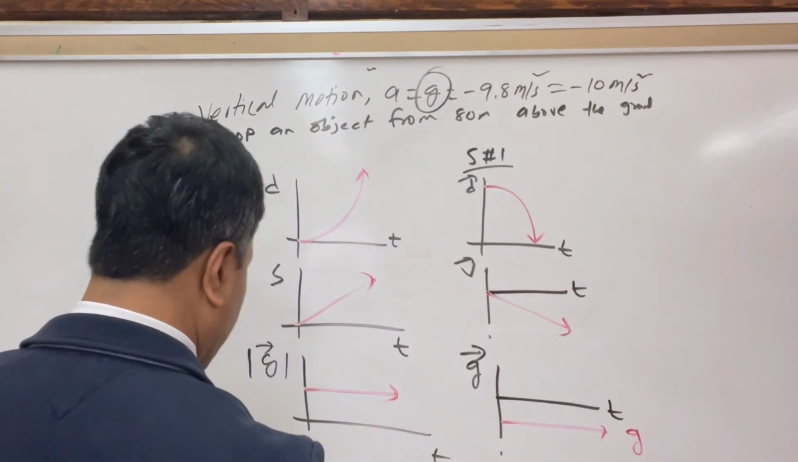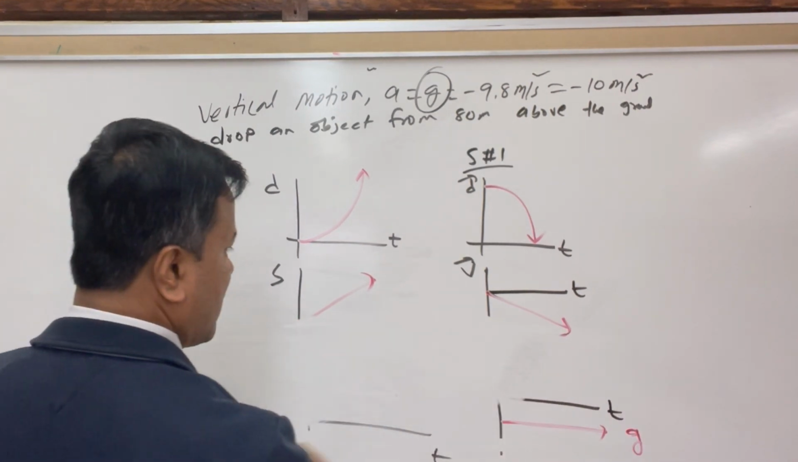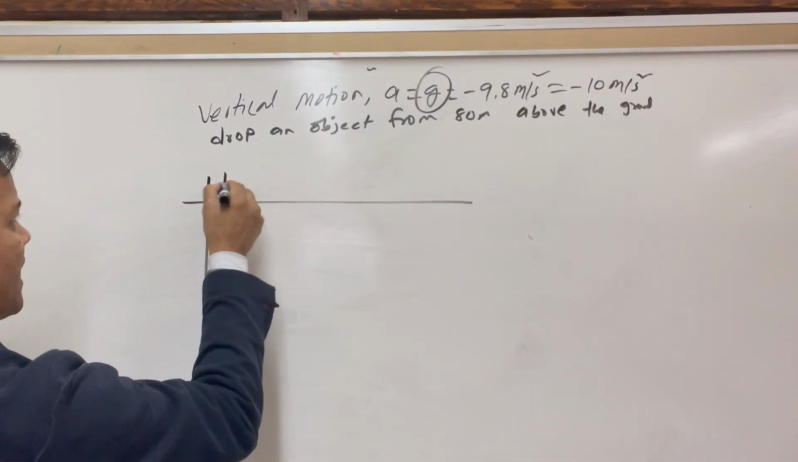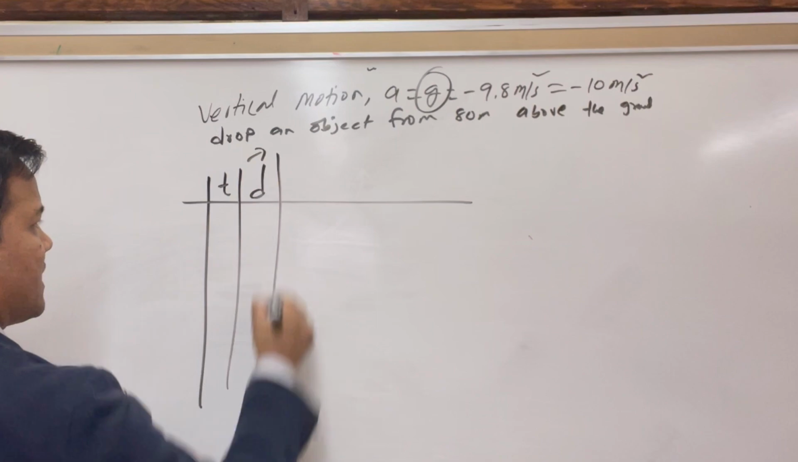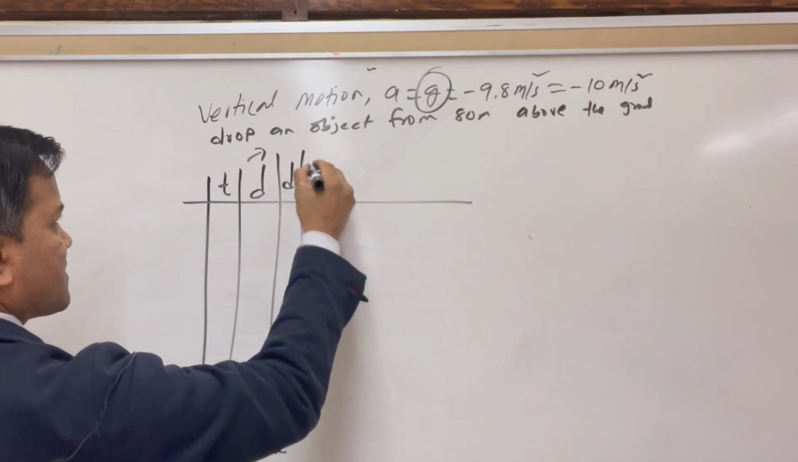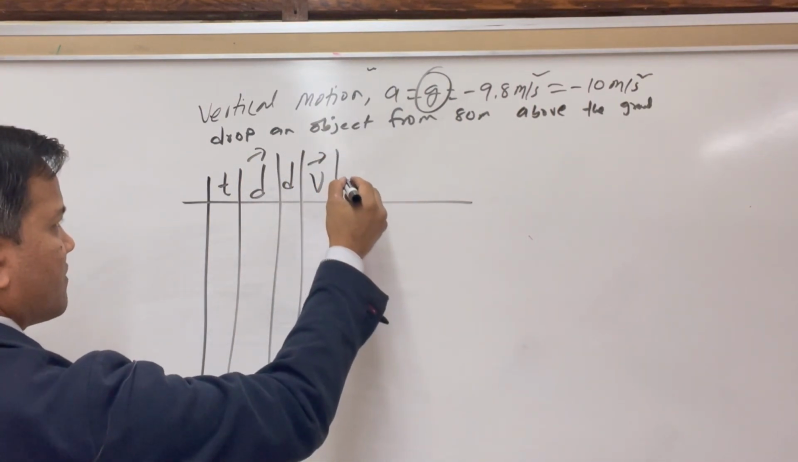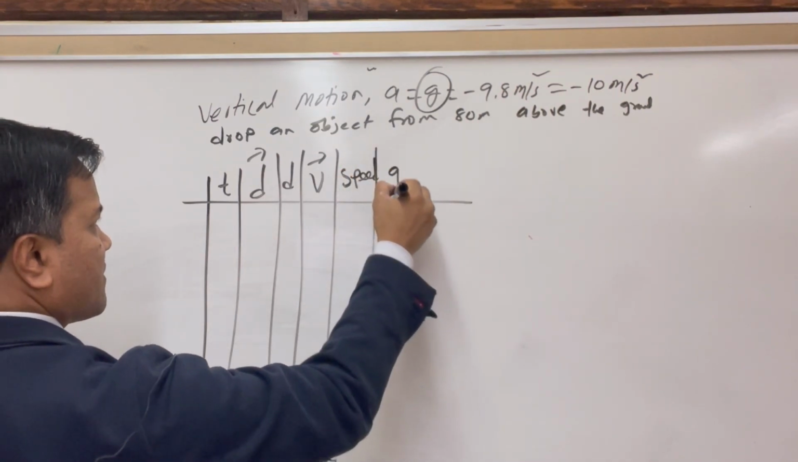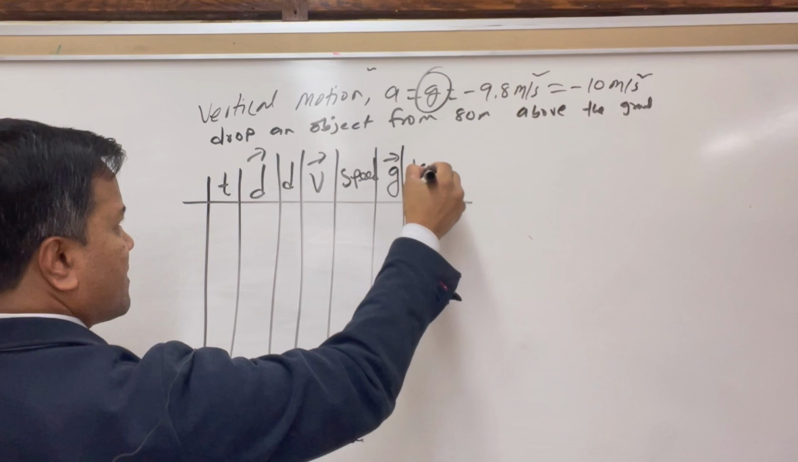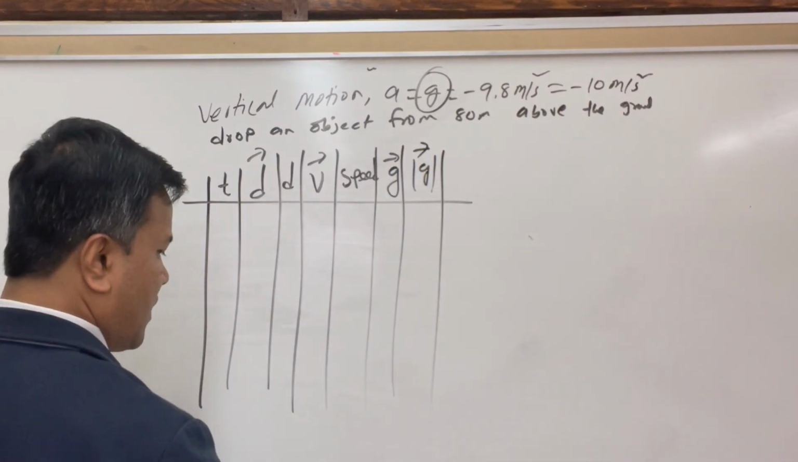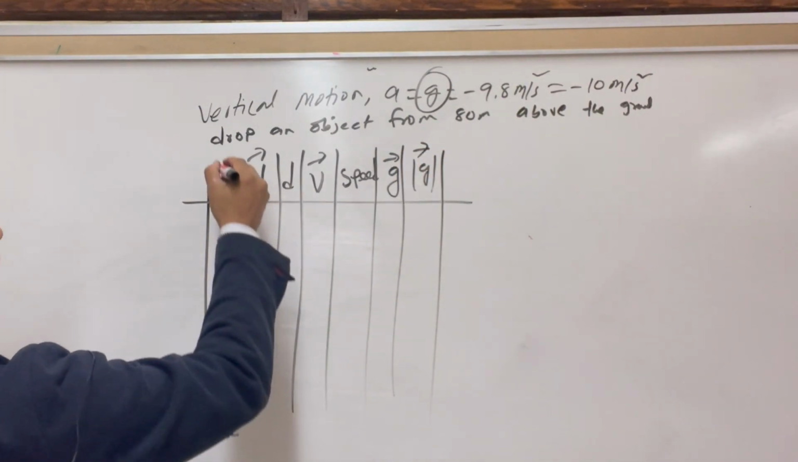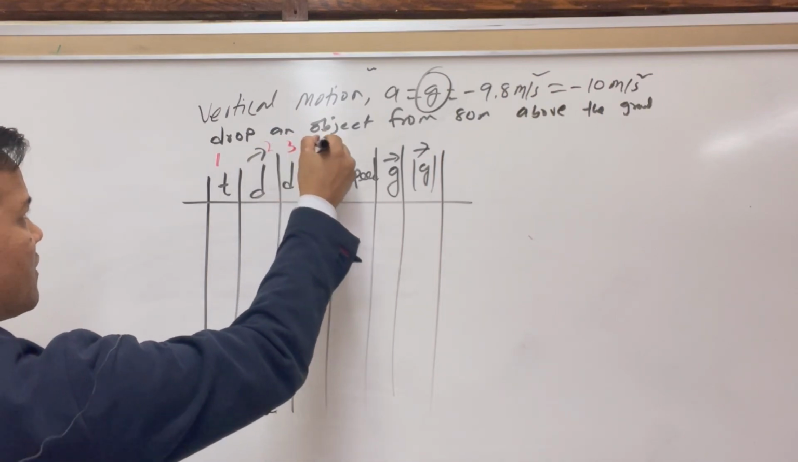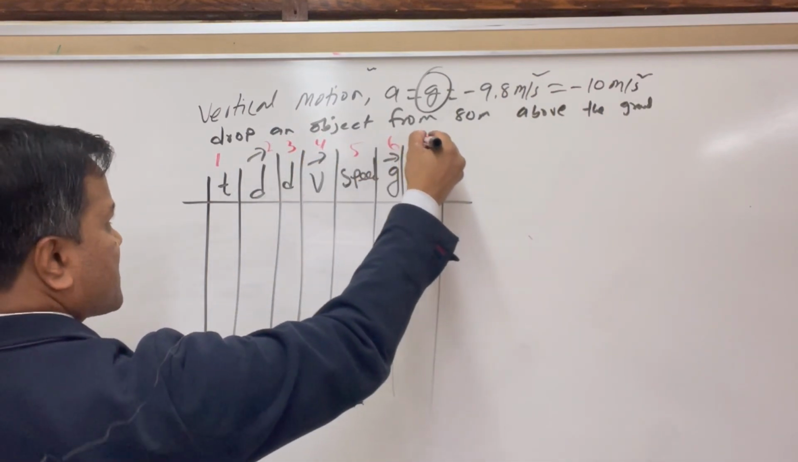Now we're going to really do a table. We're going to do time, and then the displacement, and then the distance, and then the velocity, and then the speed, and then the acceleration, and then the acceleration due to gravity. All right, so now how many columns do we have? 1, 2, 3, 4, 5, 6, and 7.